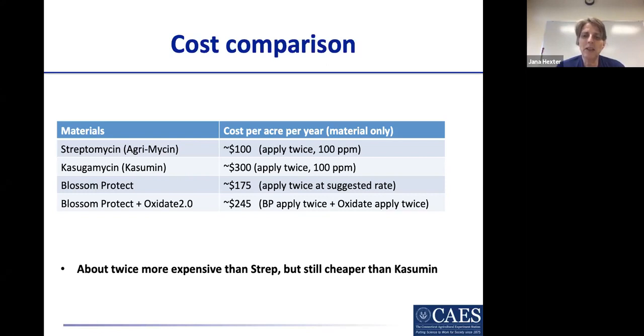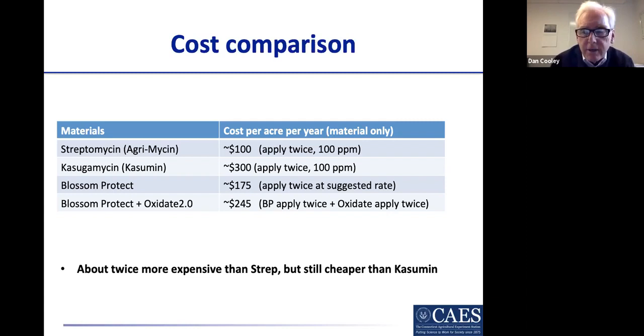Somebody asked, what about using a SAR product like LifeGuard prior to bloom or during bloom with Blossom Protect? Vincent said it didn't work in his trials, but I'm wondering if any of the three of you have some feedback on that. So the question is, do SARs work during bloom or prior to bloom, as well as or with Blossom Protect? I don't know if Vincent is saying that he had that combination and it didn't work, or just that the SARs didn't work.